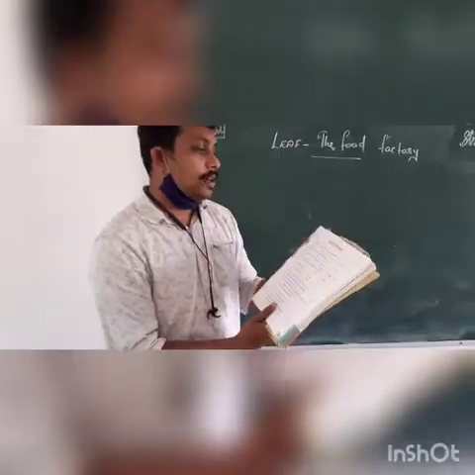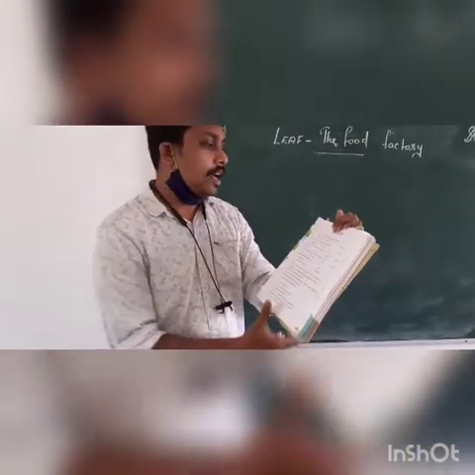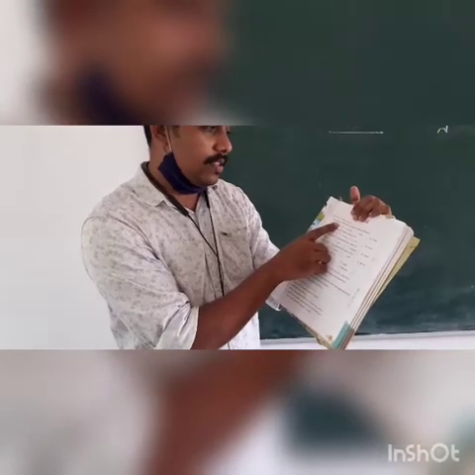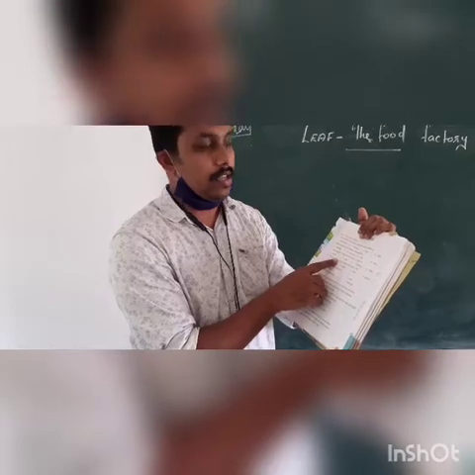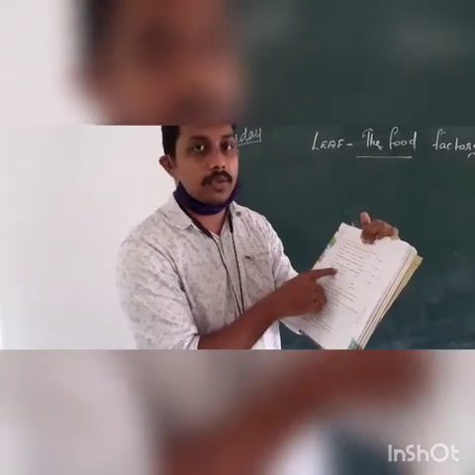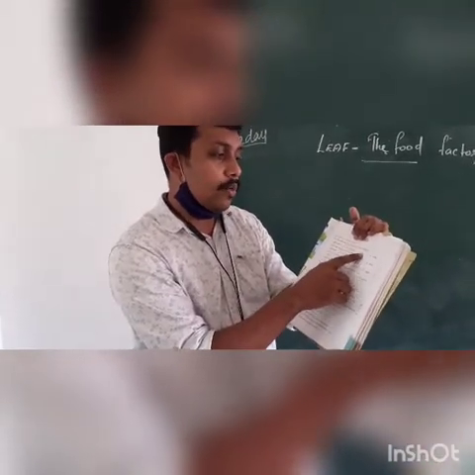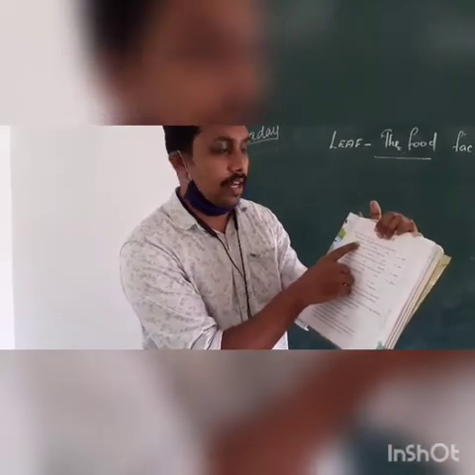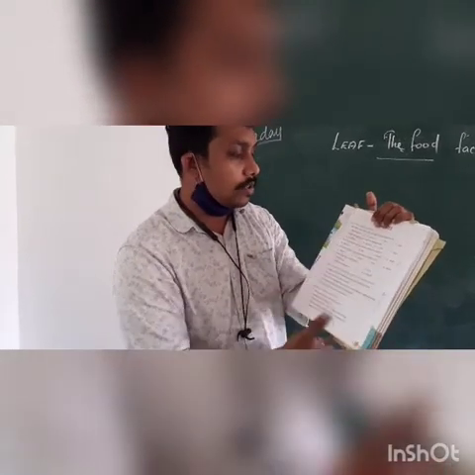Okay students, first exercise, tick the correct answer. Listen carefully. First question: the substance that traps sunlight for photosynthesis. There are four options: chlorophyll, stomata, veins and stalk. The answer is chlorophyll. Option A, chlorophyll. So, move on to the next question.